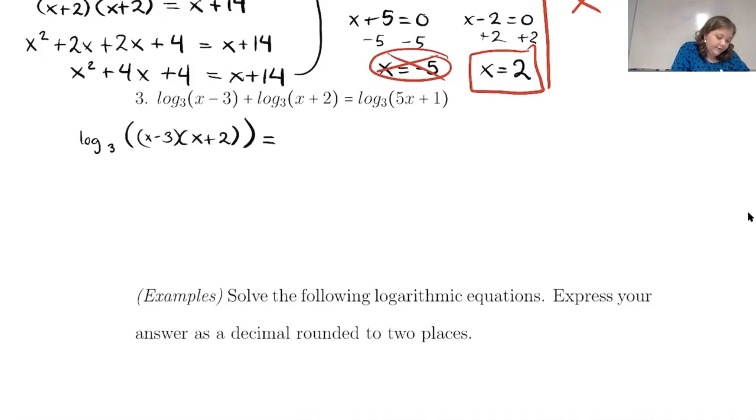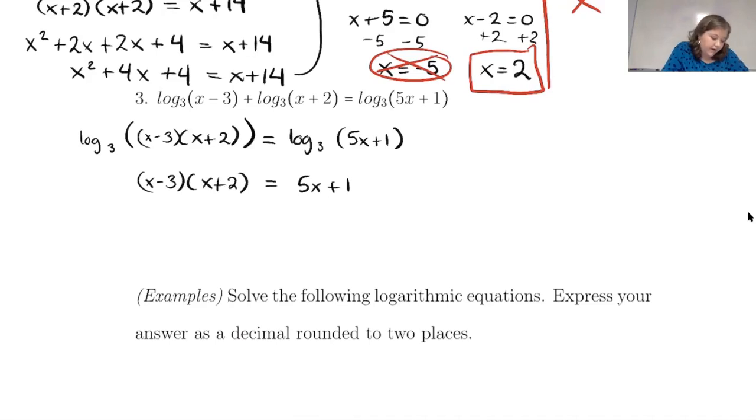And then the other side stays the same. Okay. So now we have it as 2 logs equal to each other. They have the same base, which is 3. So that means we could set the arguments equal to each other. X minus 3, x plus 2 equals 5x plus 1.